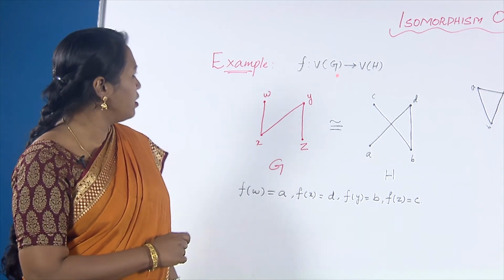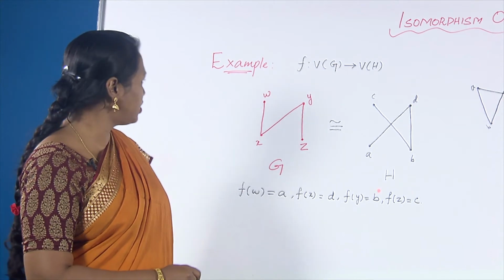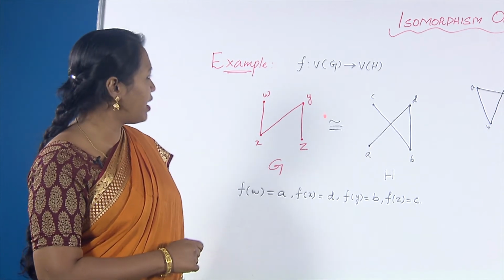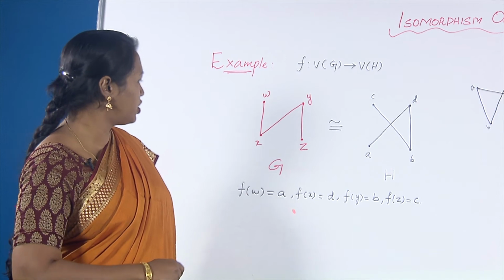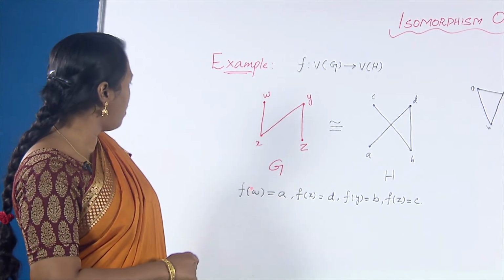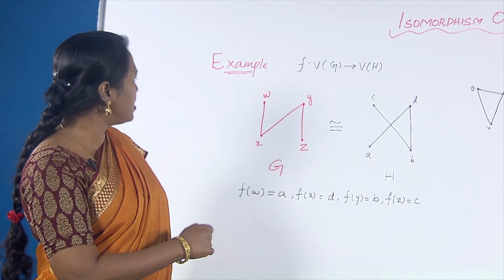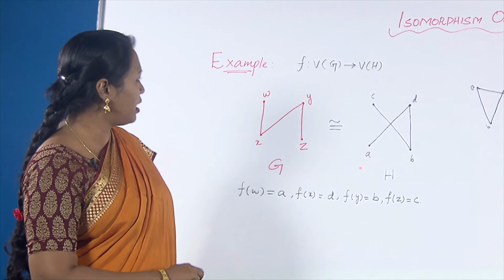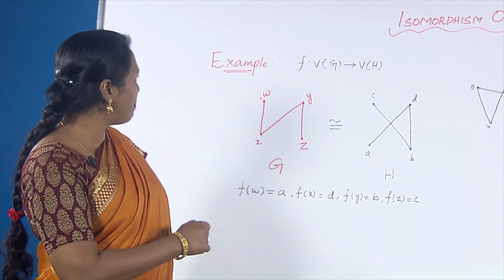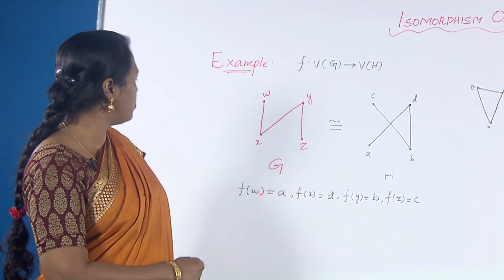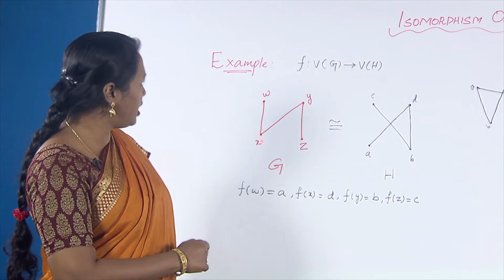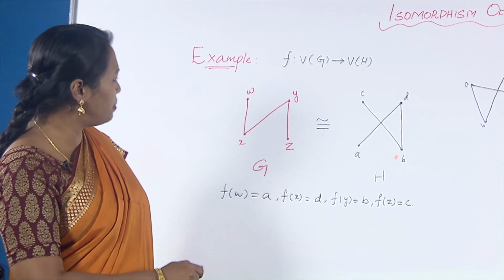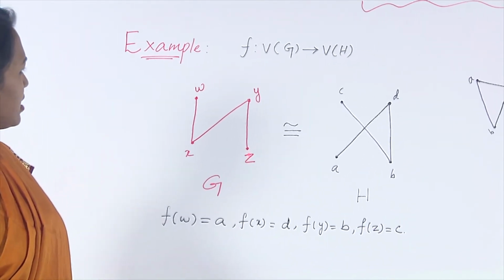So, in this example, we have a graph G and a graph H. Both the graphs do not look identical to each other. However, we can still give an isomorphism mapping from G to H. Let us consider this mapping. f(w) = a. The vertices in this graph are labeled w, x, y and z, and here they are labeled a, b, c and d. But I am mapping w onto a, therefore f(w) = a; f(x) = d, so x is mapped onto d; f(y) = b, so y is mapped onto b; and f(z) = c, so this vertex is mapped to c.